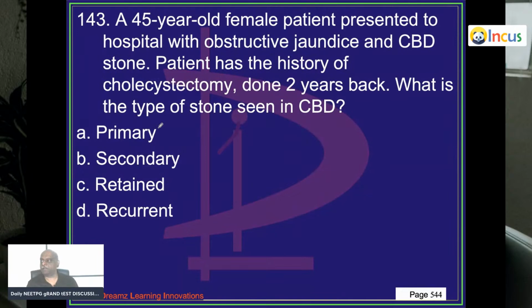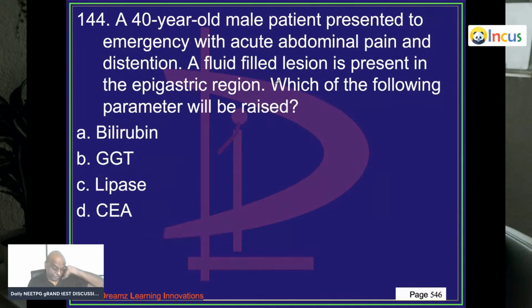45-year-old with obstructive jaundice, CBD stone, history of cholecystectomy done 2 years ago. What type of stone you call that as? Retained stone. Retained versus recurrent stone. We already discussed this differences.